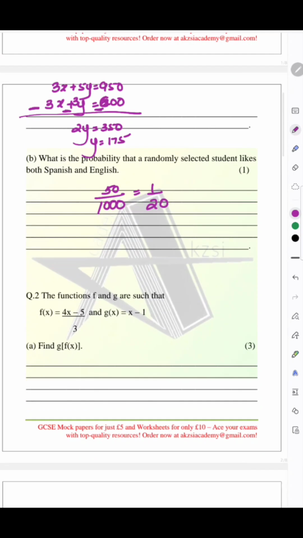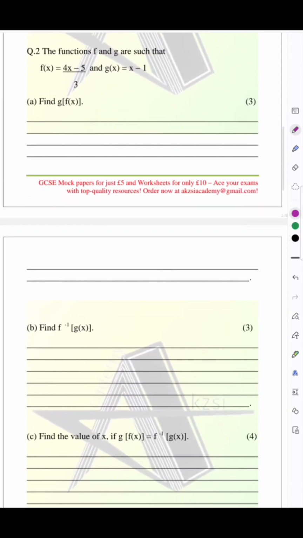Now, question 2 says, the functions f and g are such that f of x is (4x minus 5) over 3 and g of x is x minus 1. Find g of f of x. So if g of x is x minus 1, then g of 2 will be 2 minus 1, because I have subbed in the value of 2 for x.